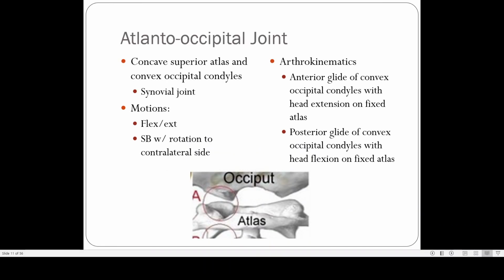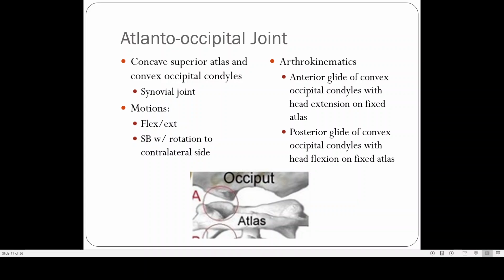So, looking at the different joints, again, our joint between our atlas and our occiput is going to be the atlanto-occipital joint. The atlas superiorly is going to be concave, whereas the occipital condyles on their inferior point are going to be convex. It is a synovial joint, so it comes with a synovial membrane, synovial fluid, all of the different things that we expect to see with that.